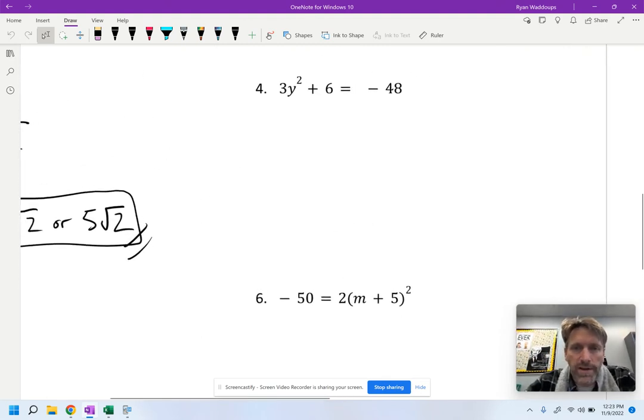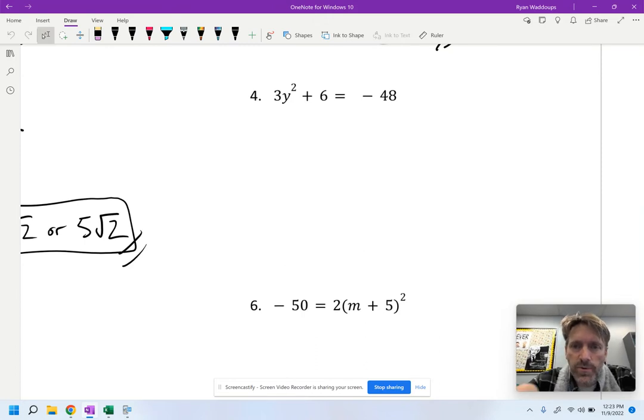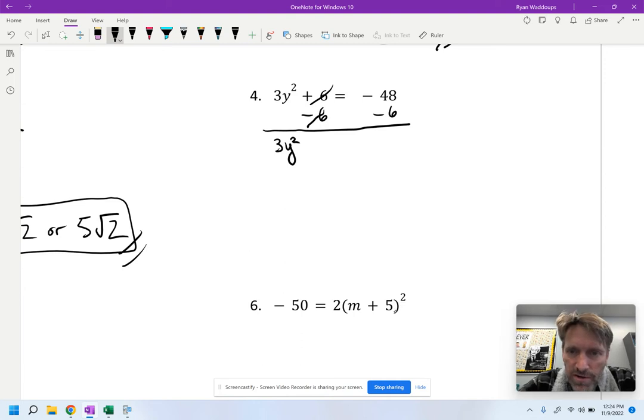This problem here, we've got 3y squared plus 6 equals negative 48. So I'm going to subtract 6 from both sides. And that cancels the 6, leaving 3y squared. Once again, our objective when we're taking square roots is to get the squared part alone. So then we've got negative 48 minus 6, and that's negative 54. We then divide by 3.